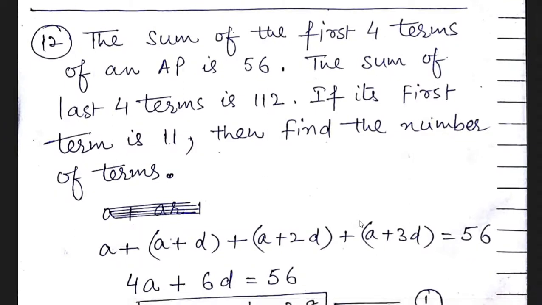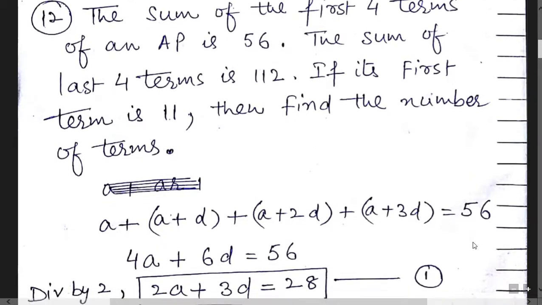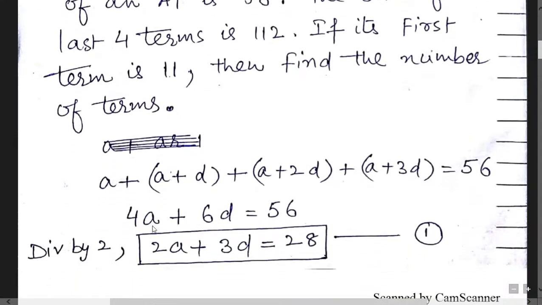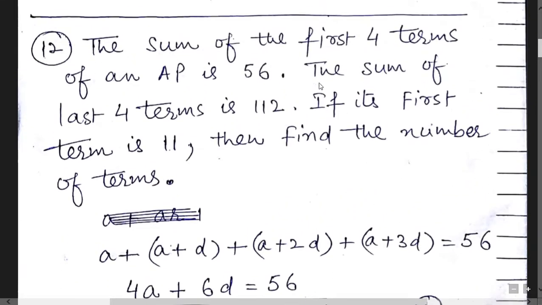Question number 12. The sum of the first 4 terms of an AP is 56. It means you can write a, a plus d, a plus 2d, a plus 3d, and the sum is 56. It means you can write 4a plus 6d is equal to 56. When divided by 2, you can find 2a plus 3d is equal to 28. It is the first statement. And the second condition is the sum of the last 4 terms is 112. If the first term is 11, then find the number of terms.